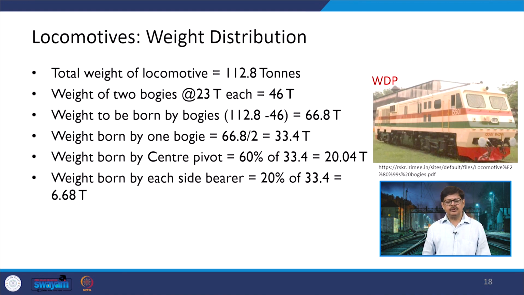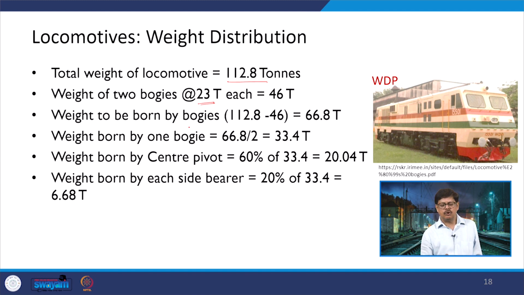Now, if you look at how weight is going to be distributed in locomotives, suppose the total weight of the locomotive is 112.8 tons. Now, this is one example. Depending on the different types of locomotives, these weights are going to be different. If you have two bogies and each bogie is having 23 tons, then the weight of two bogies is going to be 46 tons.